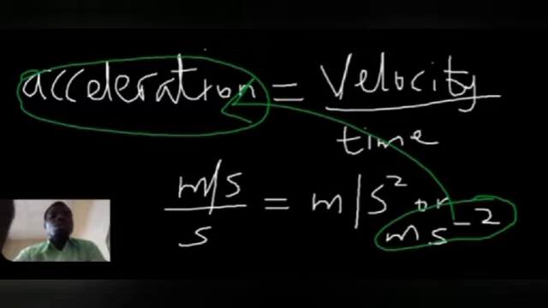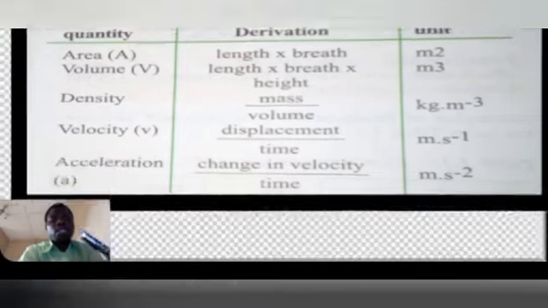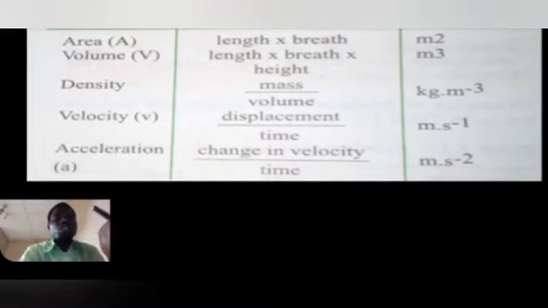And so let me just show you a full table of how this should go. We have area, length times breadth, and that gives us m squared. Volume, m cube. Density, kg per meter cube. Then velocity, meter per second. And acceleration, change in velocity over time, and that gives us meter per second squared.